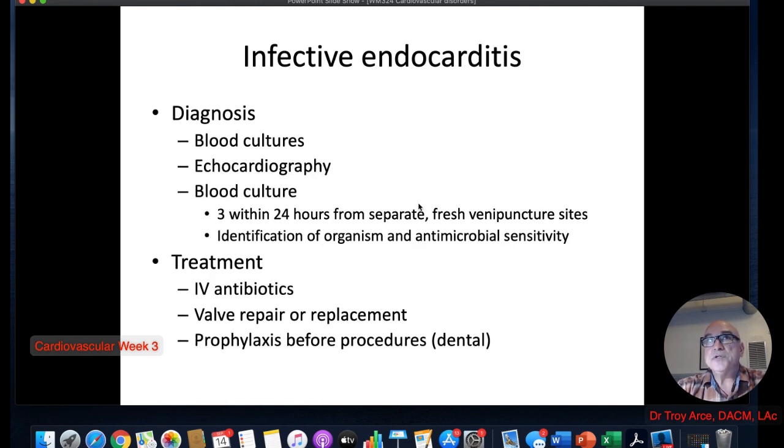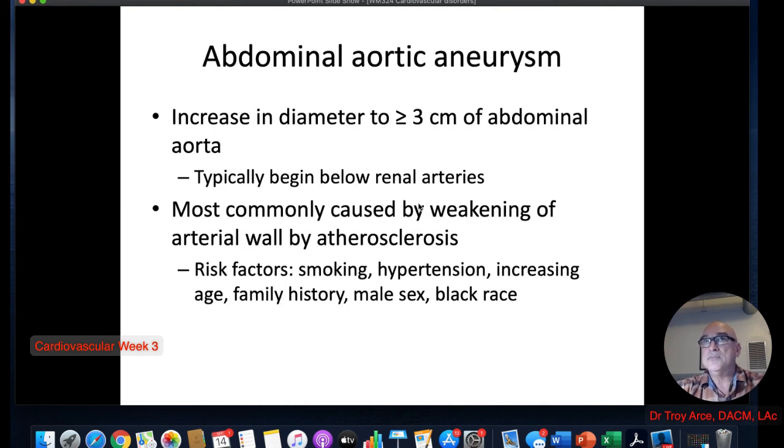How do we diagnose this? Through blood cultures. Echo's coming back. Echocardiography. Blood culture, 3 within 24 hours from separate fresh venipuncture sites. They're done at 3 different venipuncture sites, right? For that blood culture. Identification of organism and antimicrobial sensitivity. Treatment with IV antibiotics. Valve repair or replacement. Prophylaxis before procedures. Make sure to get good dental care, right?